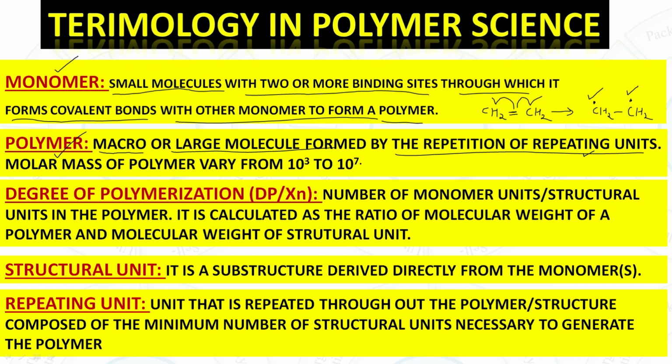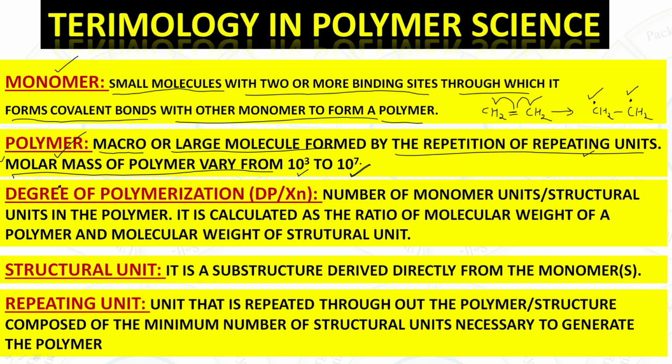Here you can see I have written that the molar mass of the polymer varies from 10 raised to power 3 to 10 raised to power 7. So that means this is the molar mass. Later on I will also discuss numericals based on the molar mass of polymers, right?